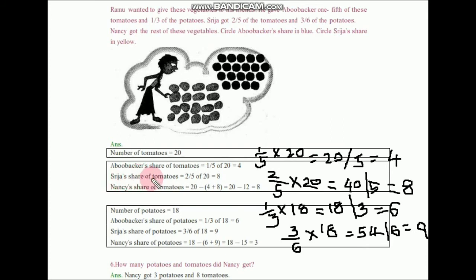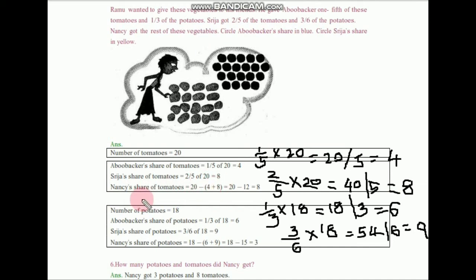Now Srija's share of tomatoes. Srija got 2/5 of the tomatoes. So Srija's share of tomatoes is equal to 2/5 of 20. So 2/5 into 20. We multiply 20 into 2, we will get 40, and then divide by 5. 40 divided by 5, we will get 8. So Srija's share of tomatoes is equal to 8.